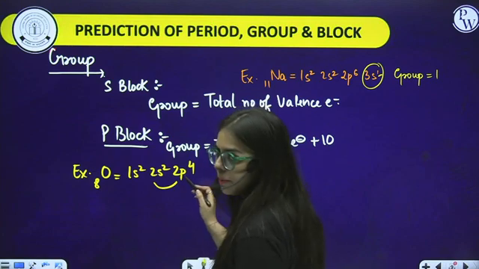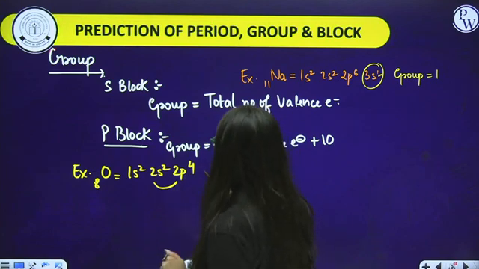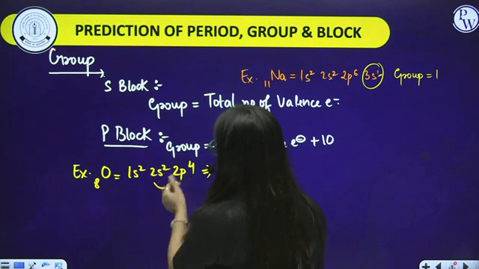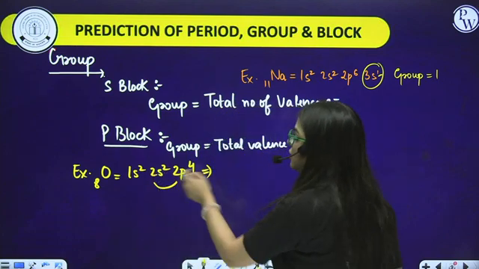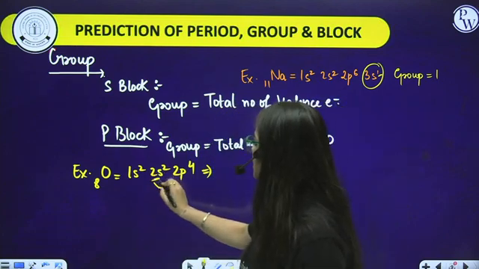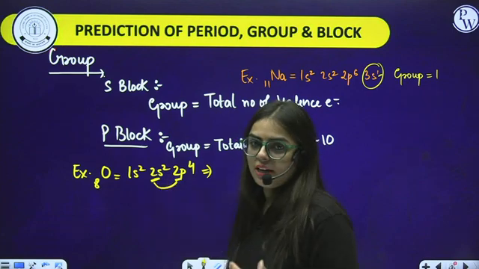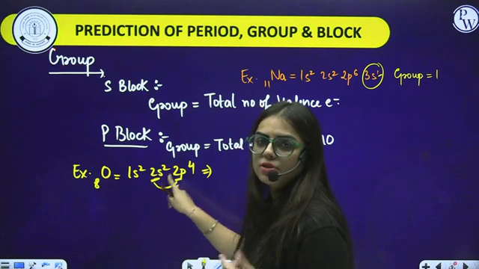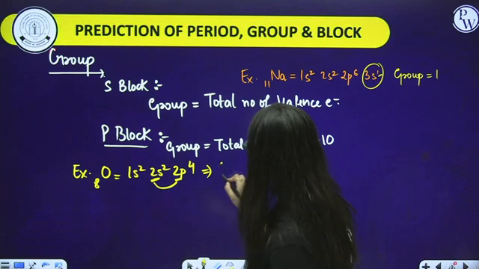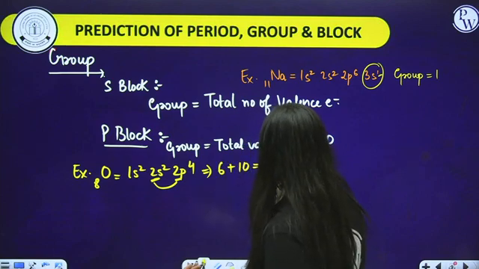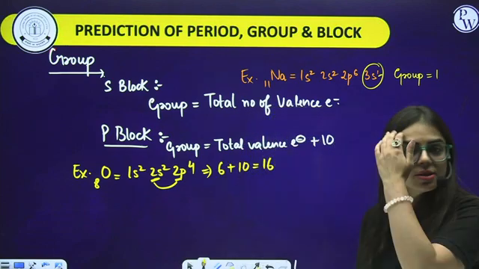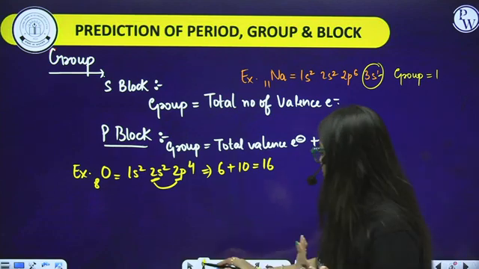Now it is a P block element because the last electron enters into P. So total valence electrons are 2 plus 4, 6. You will say, ma'am, why not 4? Why are you adding this 2? Because the second shell is the outermost shell, no? So the outermost shell is the valence shell. The second shell contains 2 electrons of S and 4 of P. So 6 plus 10 means the 16th group. This belongs to the 16th group. Clear? Let us take few more examples.